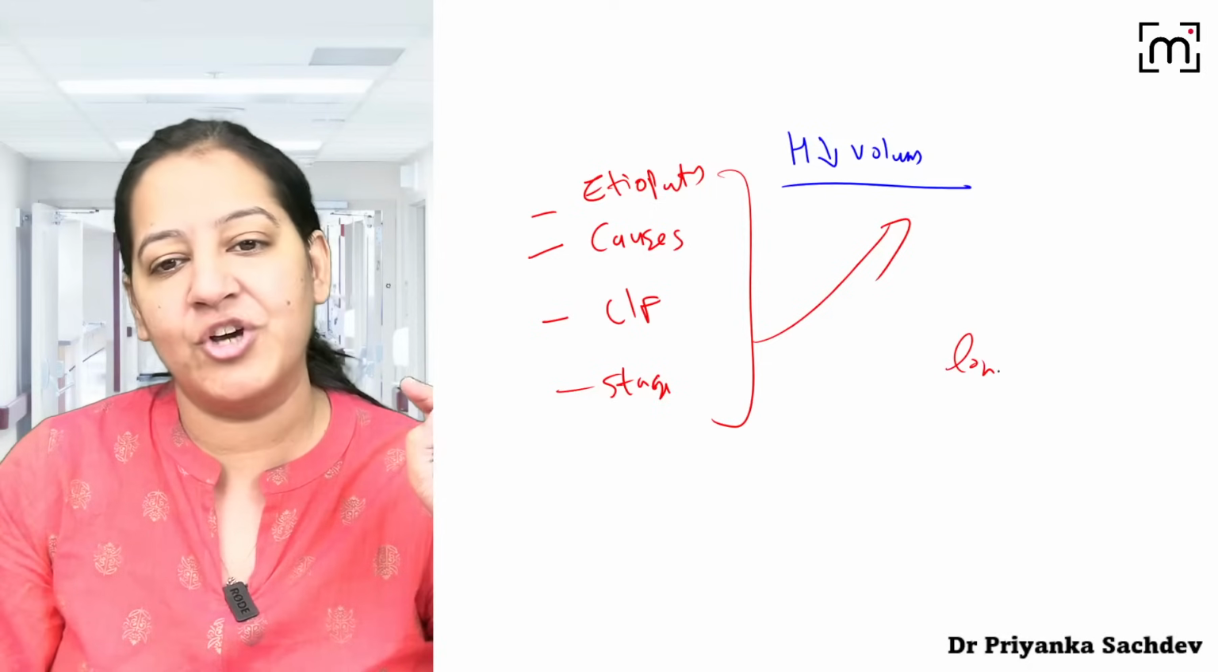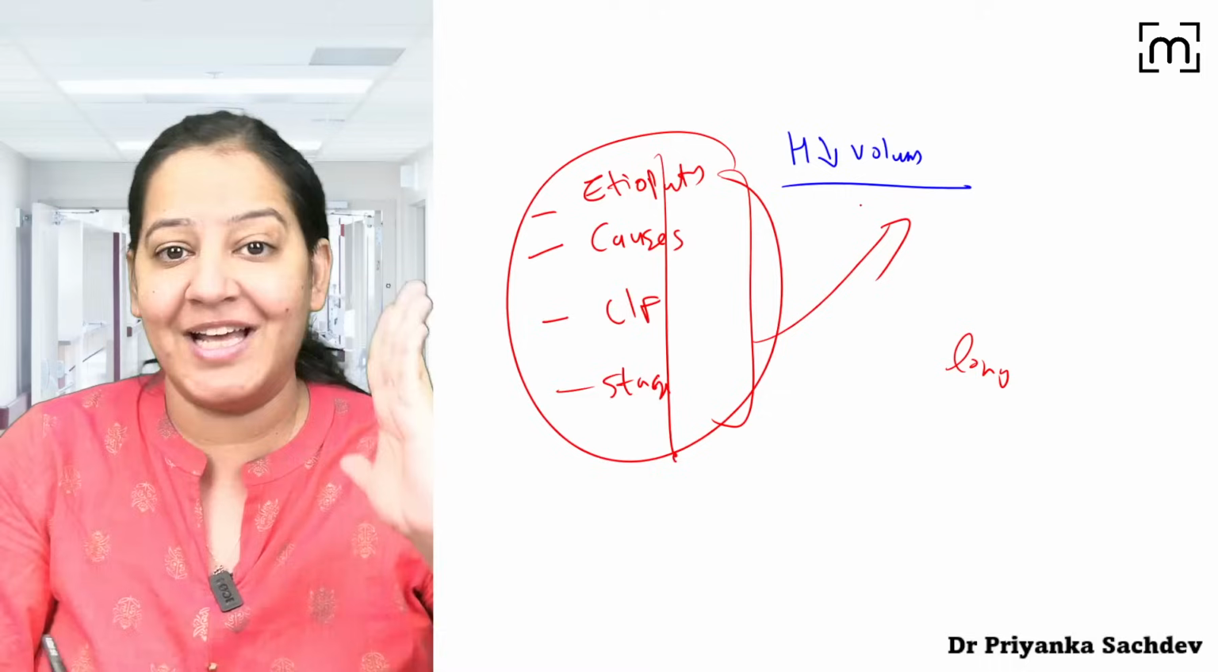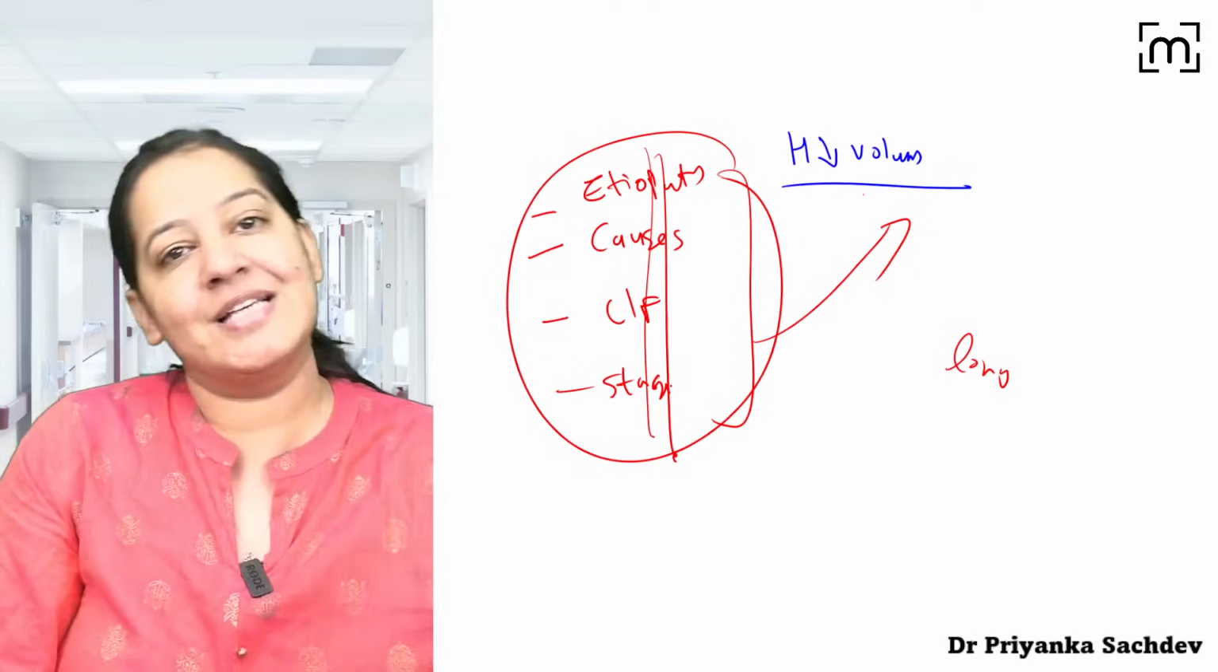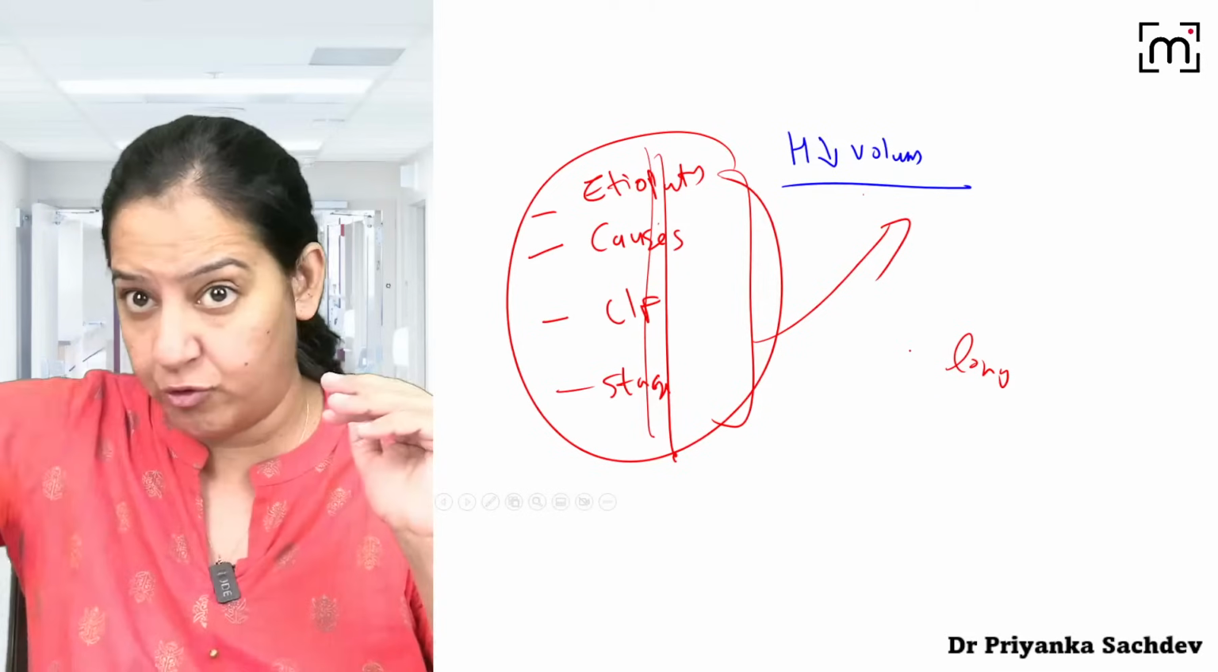And if you are getting a long question, you have to write all these for all shocks. The same story, these 4 headings for hypovolemic shock, the same 4 headings for cardiogenic and the same 4 headings for septic. One by one you have to write, and in the end you have to compare all 3.